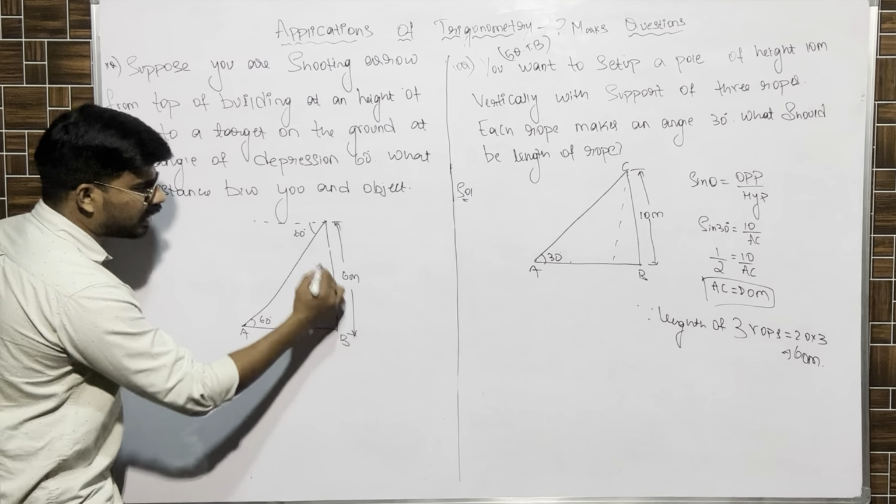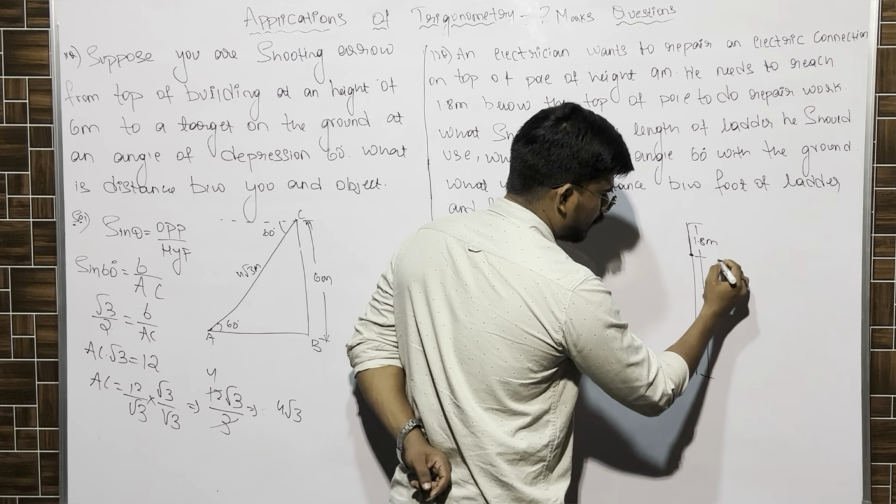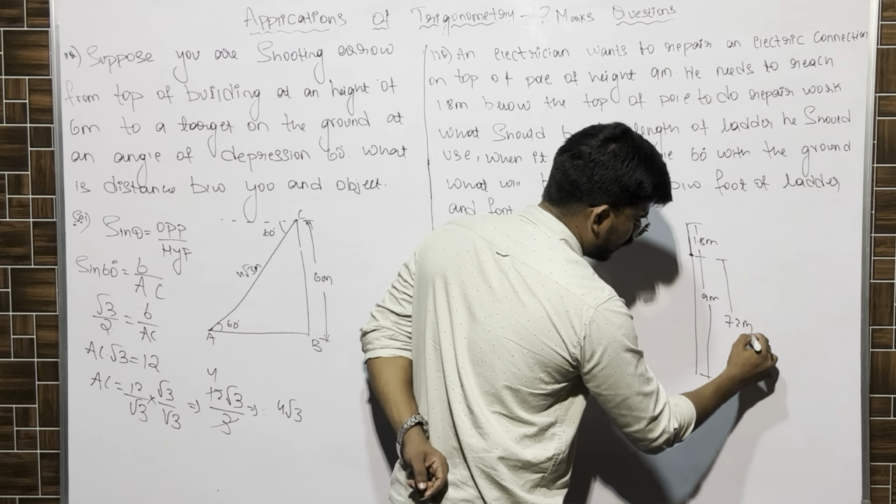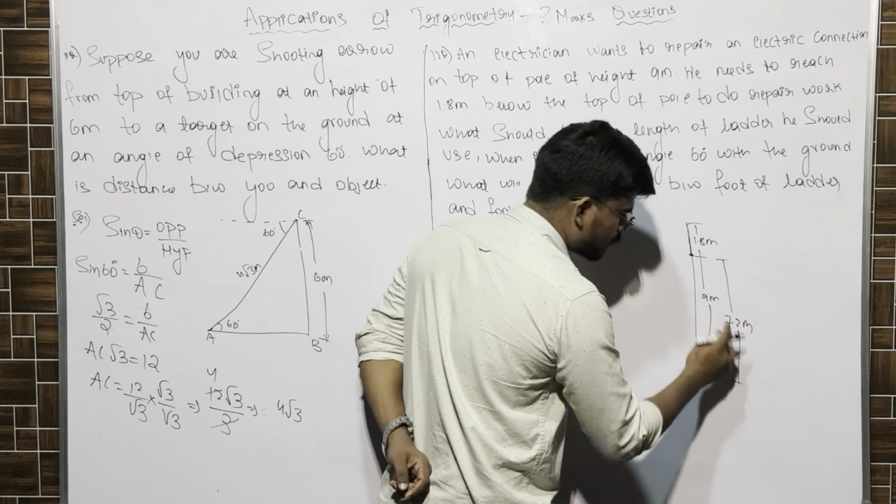That work which is there is not at the top of the pole. It is somewhere 1.8 meter below from the top. This is the top, and 1.8 meter below, somewhere over here. What will be this distance? From here to here it is 1.8. This distance will now be 7.2 meter. Total distance was 9, but here we have to take it as 7.2. Clear?